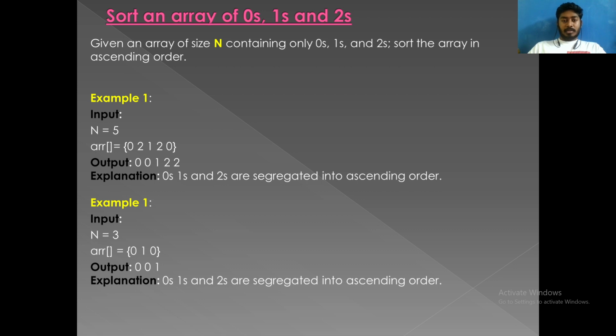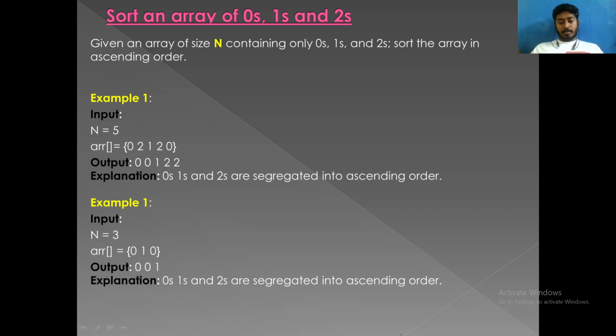The zero values must come at the first place, the one values in the middle part, and the two values at the end of the array. This is what we have to do: sort an array based on the counts of zeros, ones, and twos. In this example you can see n is equal to 5, which means the length of the array is 5. The values of the array are 0 2 1 2 0. If you see, there are two zeros over here.